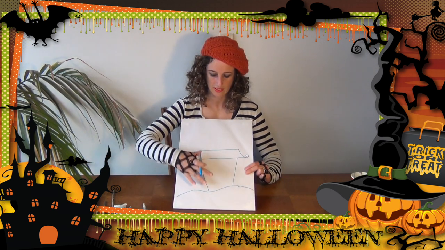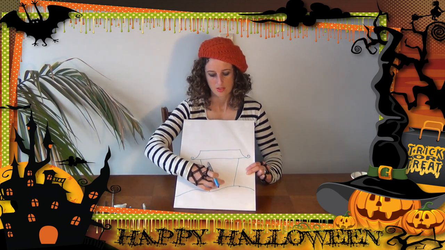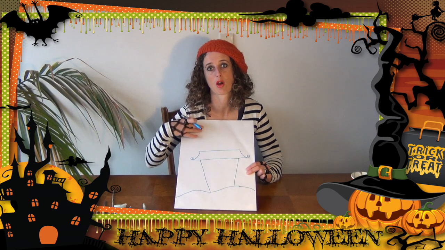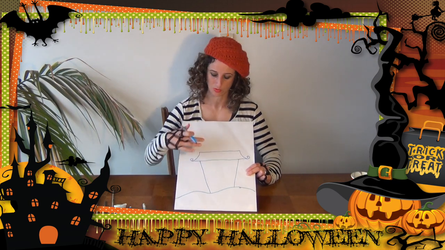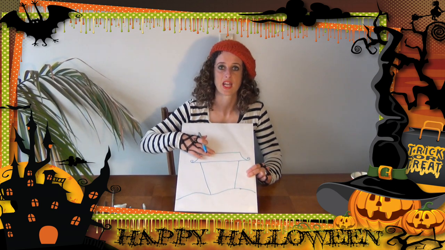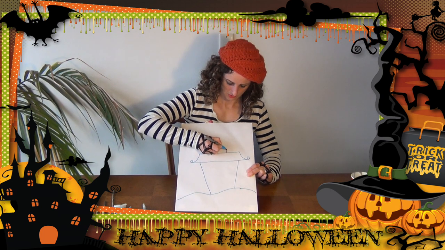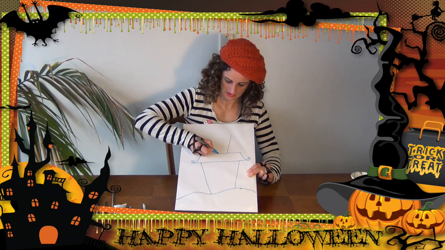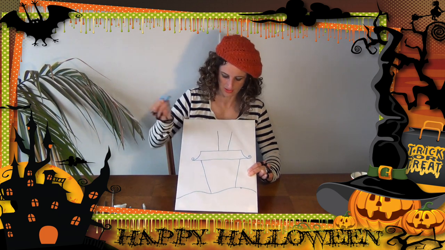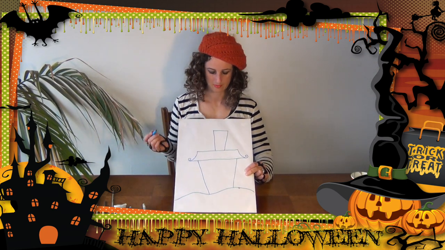Make sure that you leave enough room to put another story up here. So make sure your bottom story doesn't fill up the whole page and then you won't have any room to do the next story on top. So we're going to add a little tower, like a bell tower or a watchtower. So we're going to draw a long tower, skinny at the bottom and getting wider as it goes up. This is our bell tower.